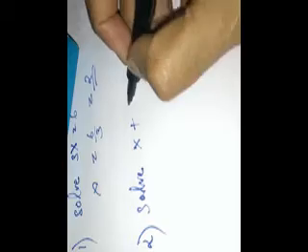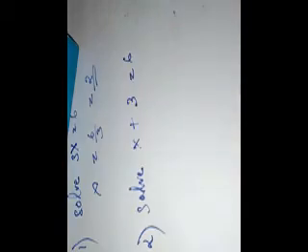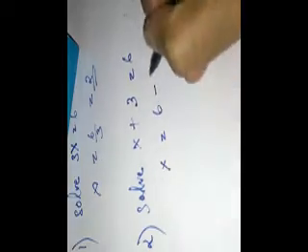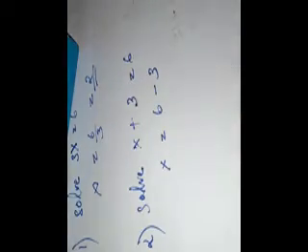Okay, next, moving on to the next question. Solve x plus 3 is equal to 6. So x is equal to 6 minus 3, because when 3 moves to the other side, positive becomes negative. So you'll be getting an answer of 3.